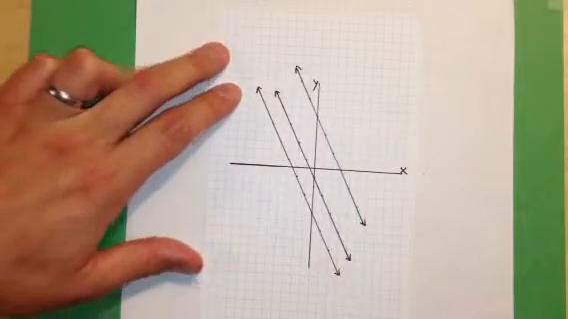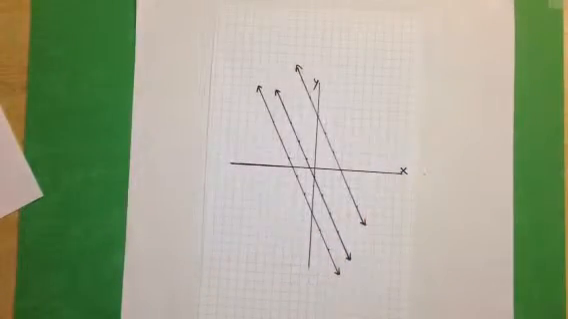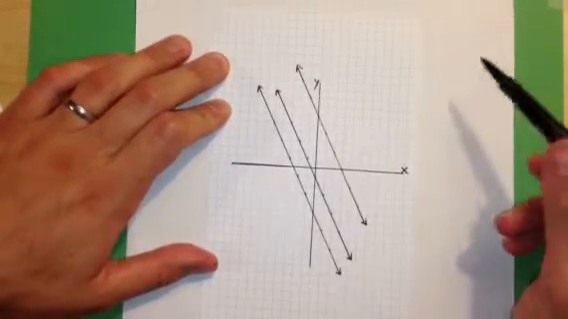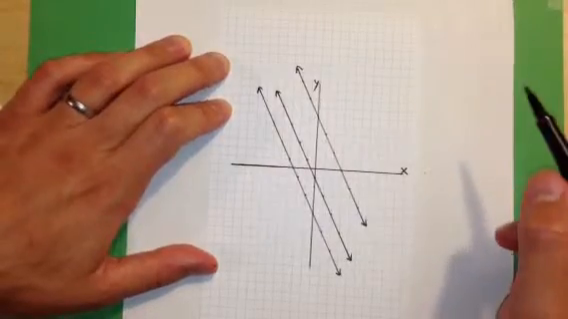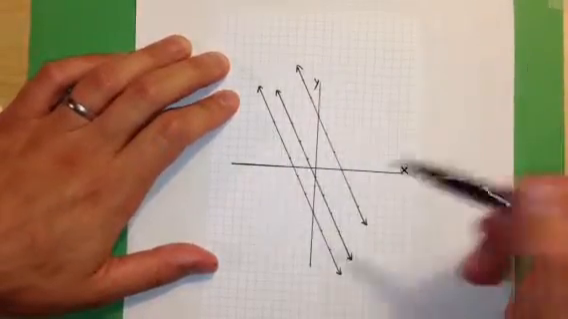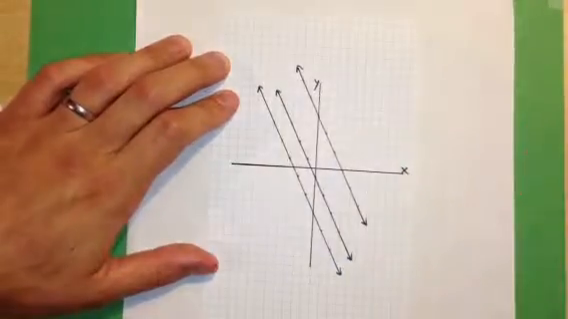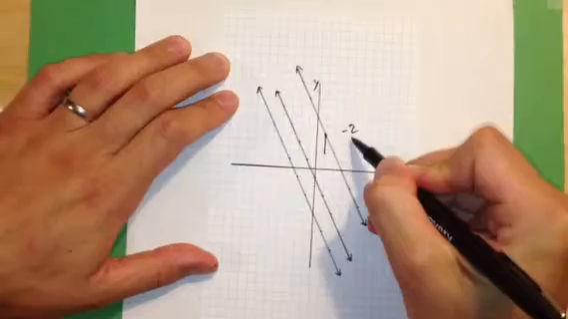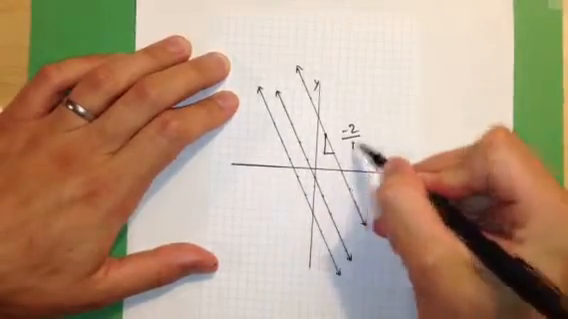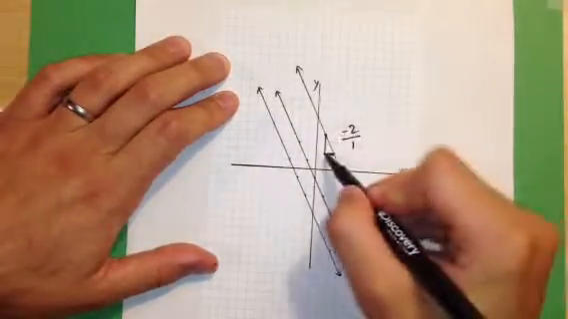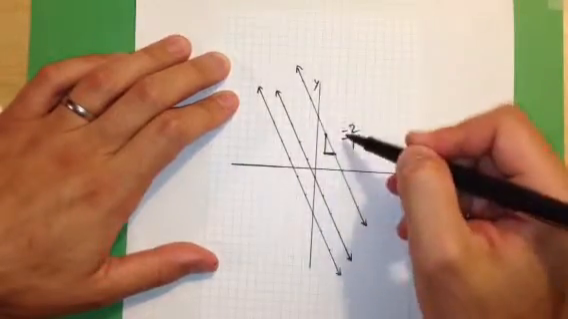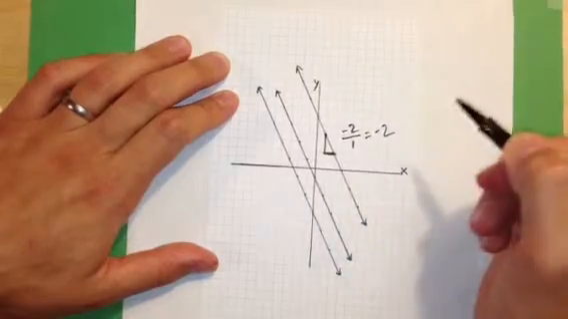I've drawn a coordinate plane and I've drawn 3 lines right here. These are all parallel lines because they do not intersect. Let's take a look at the slope of each one. Again, the slope is the change in y for every change in x. So for the top line right here, the slope changes negative 2 in y for every positive 1 in the x direction. So the slope of the top line is negative 2 over 1, or negative 2.